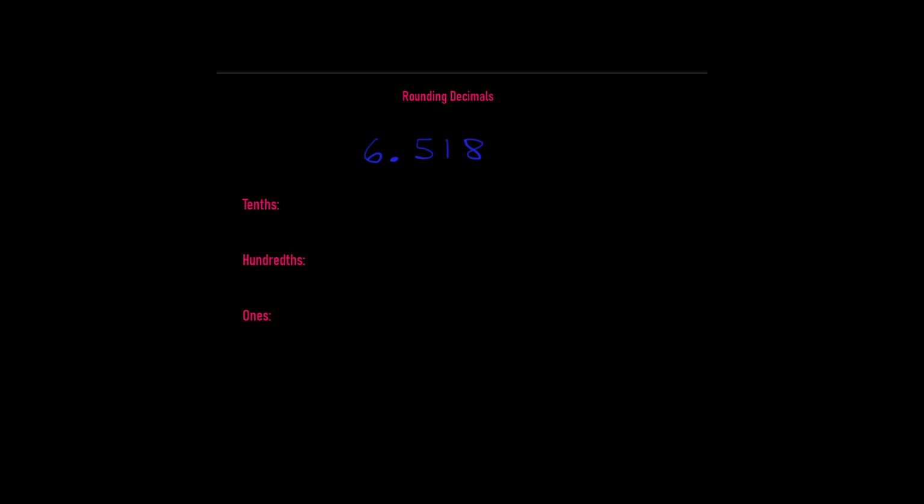We're going to take our same number in blue, 6 and 518 thousandths. We're going to use that number to round to the tenths, and then we'll start over and round to the hundredths, start over and round actually to the whole number ones, because you can round a decimal to the ones place value. And we'll show you what that looks like. Same way we did yesterday.